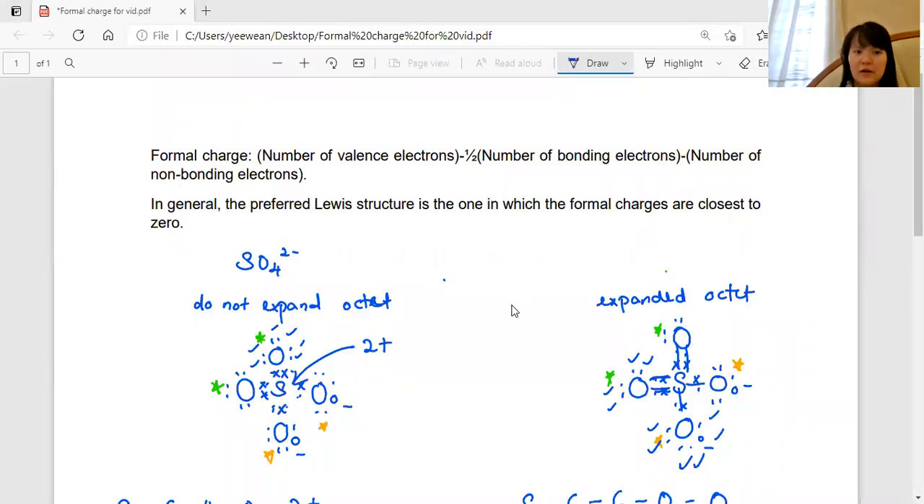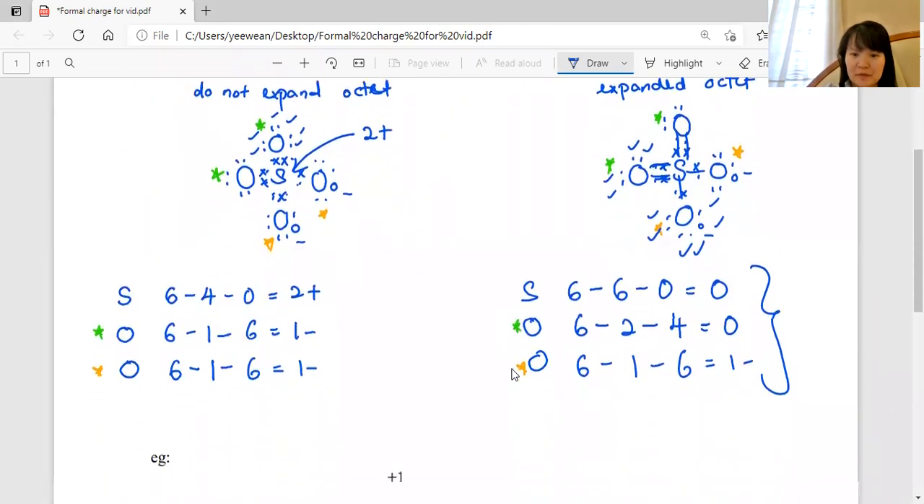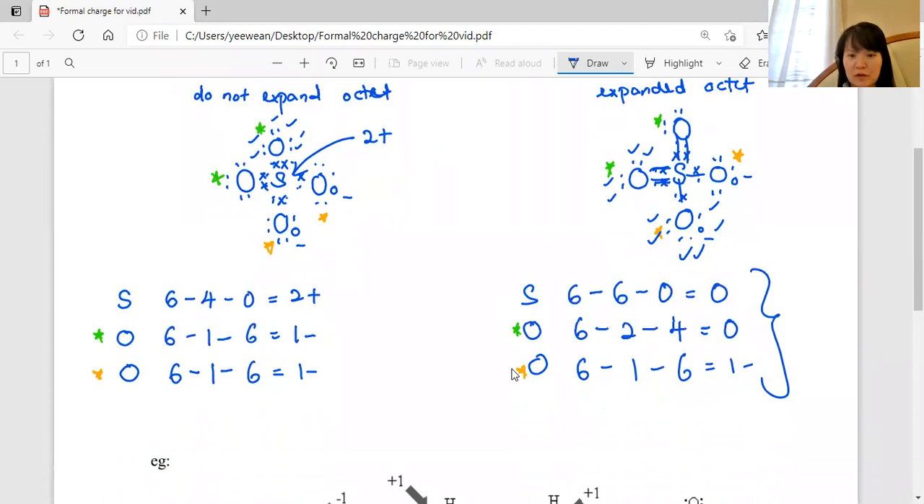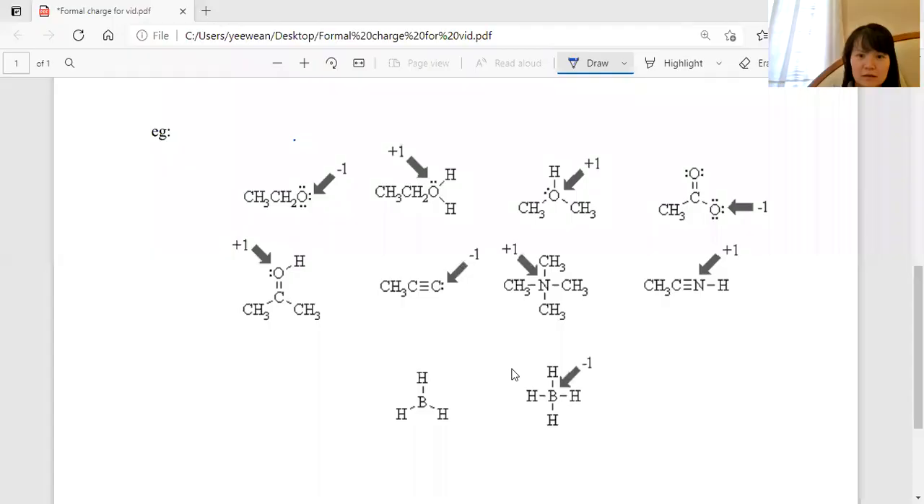So if you look here, in general, the preferred Lewis structure is the one in which the formal charges are closest to 0. So actually the expanded octet is the preferred Lewis structure that we'll draw. You do need to know both, but this is the preferred one because it's closer to 0, and this one has +2 and -1, -1. So it's not preferred. We can have a look at other examples here.